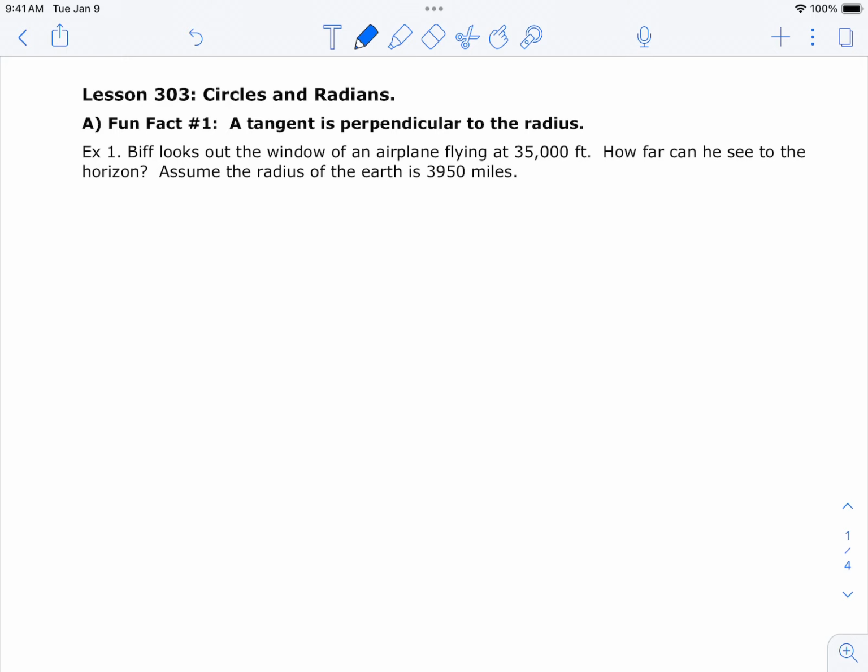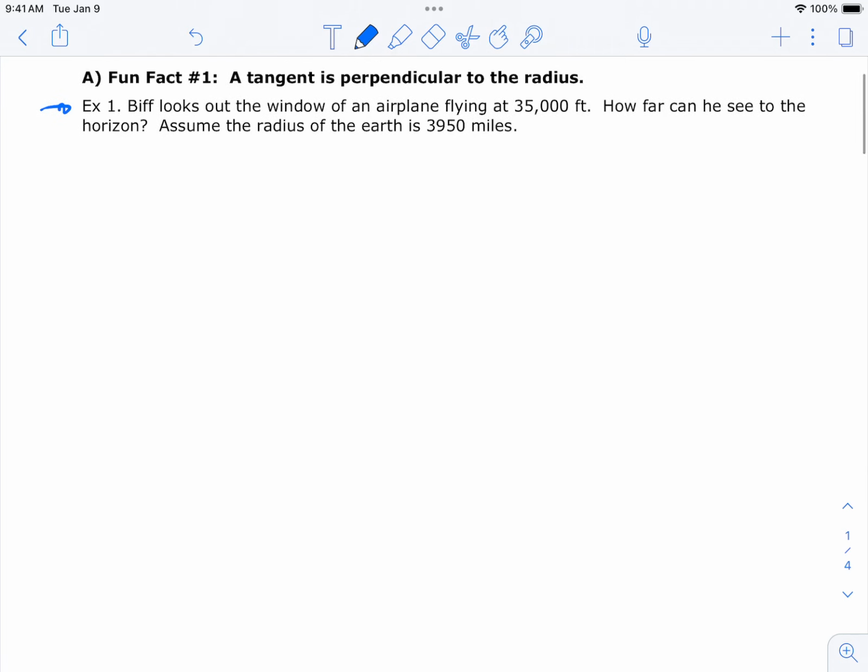Okay, so here's an example. Biff's looking out the window of an airplane flying at 35,000 feet above the surface of the earth. How far can he see to the horizon? Well, this calculation interested me because I remember flying in an airplane looking down and I could see the whole Lake Ontario, and I was like, wow, that's a big lake and I can see the whole thing. I must be up there. So anyway, when you're up there, you can see pretty far, is what I'm trying to say.